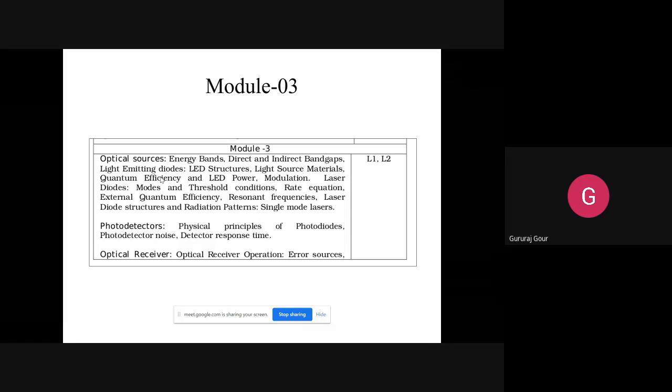The development of such coherent sources has led to the emphasis on optical communication. So here we are going to look into some of the basic aspects of the optical sources like light emitting diodes and other different light source materials, and laser diodes, and we can go into their mathematical discussion.